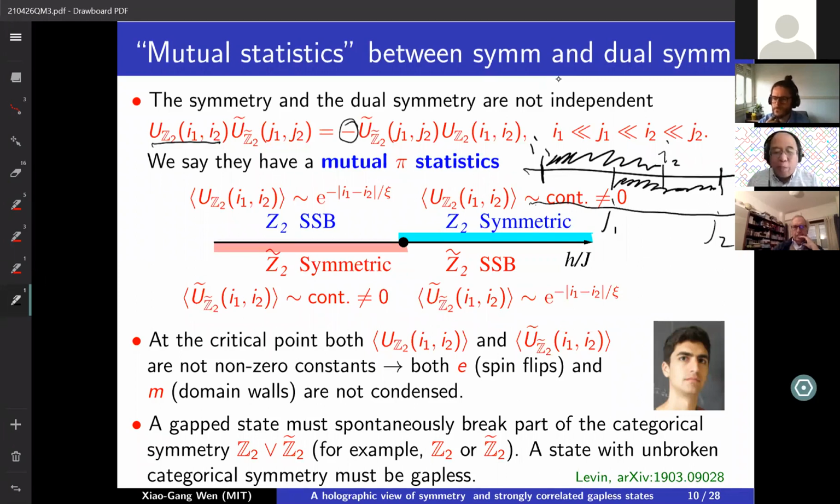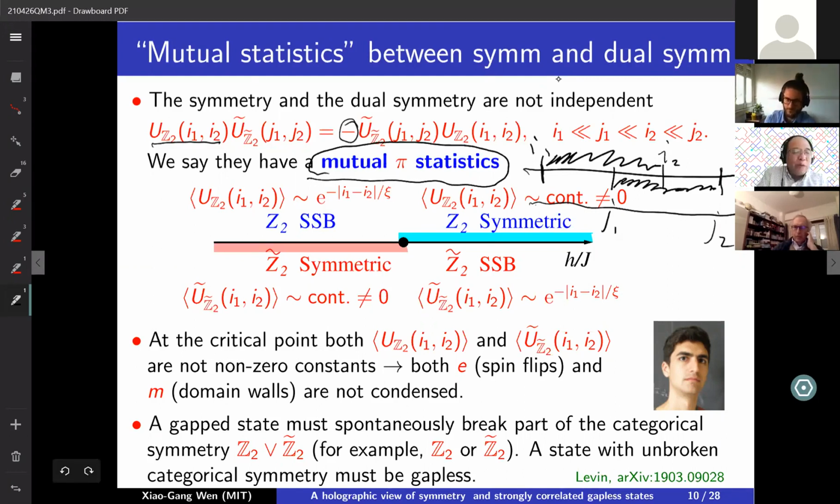And this is a special property. That's what we call mutual statistics. So they have this very, very special relation. Two Z2 symmetries are very normal, but when two Z2 symmetries have this very special relation, they have this consequence: a gapped state must break one of the symmetries. If both symmetries are not broken, the state must be gapless. So they all come from this mutual statistics, coming from this very special relation.